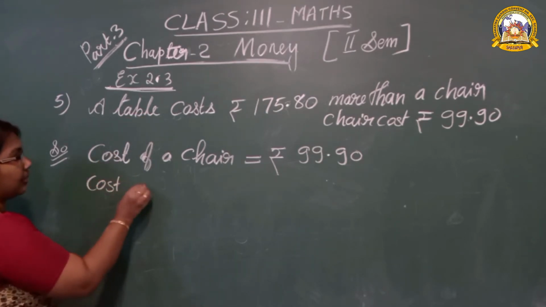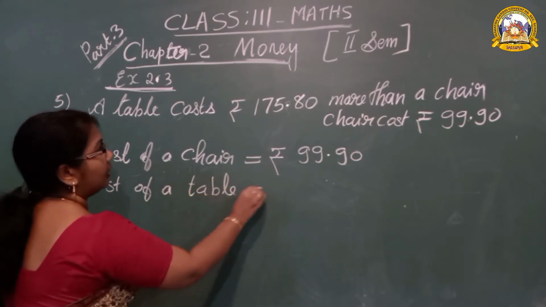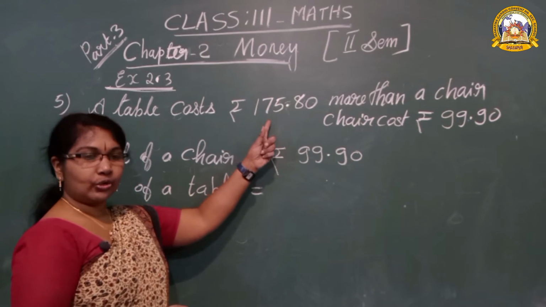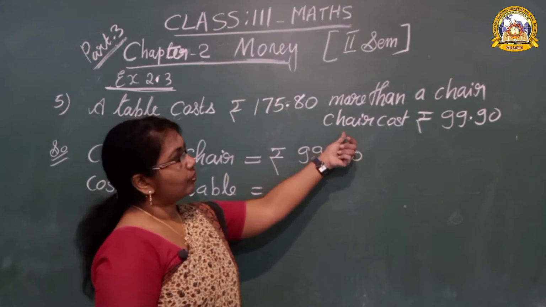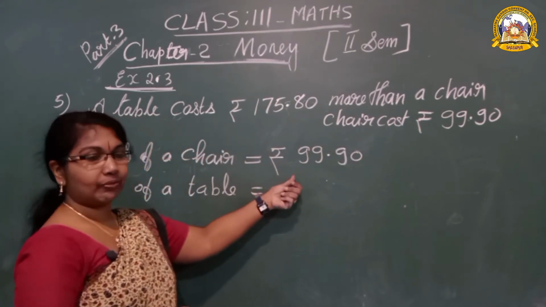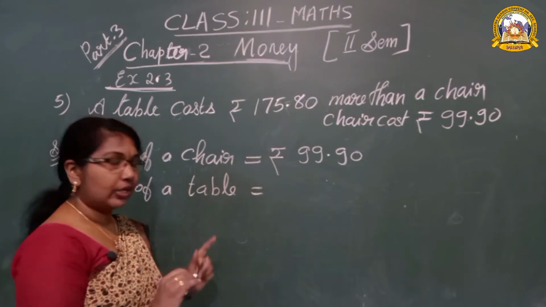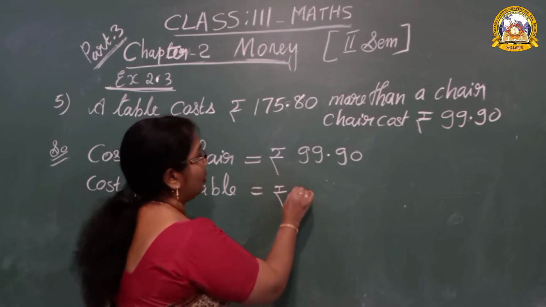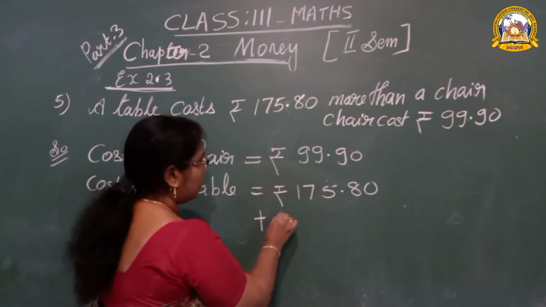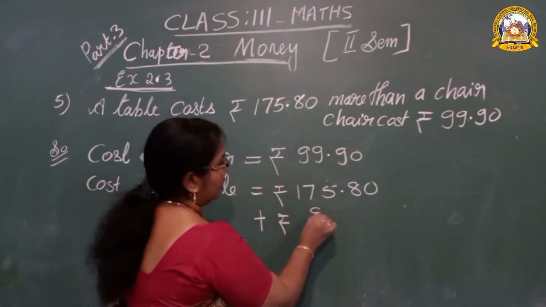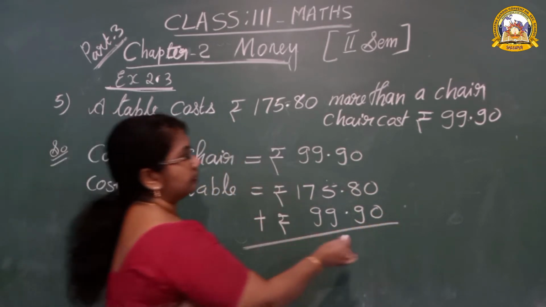Cost of a table. What is the cost of the table? 175 rupees? No. The table costs more than the chair cost. From the question we have to find the cost of the table. What do we have to do with these two? We have to plus it. Rupees 175.80 plus rupees 99.90. Both we have to plus.